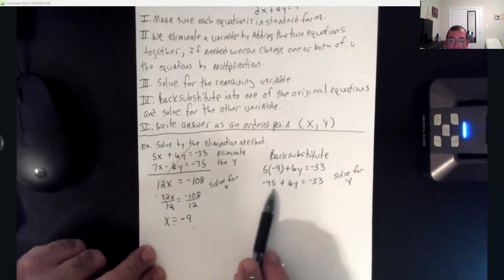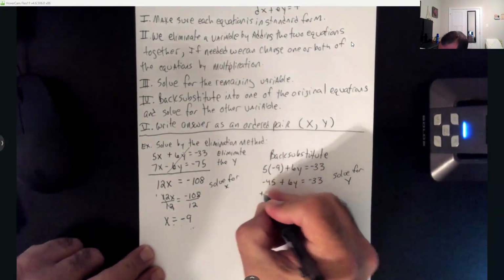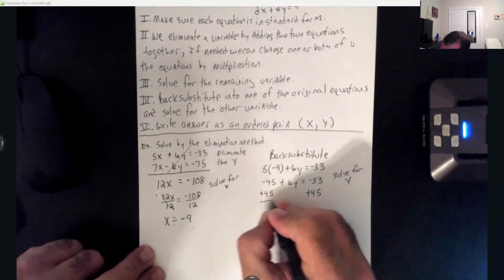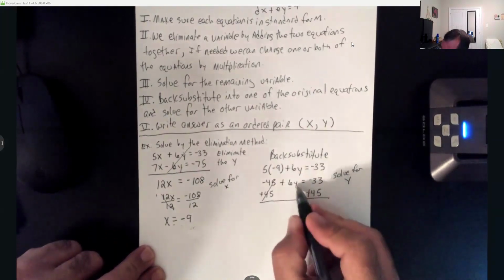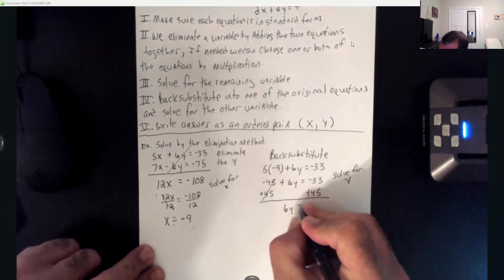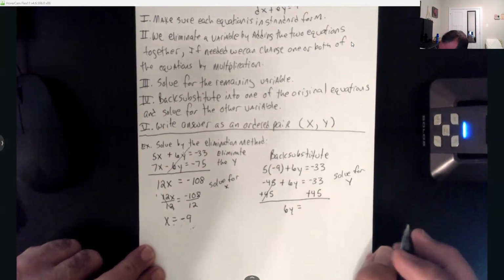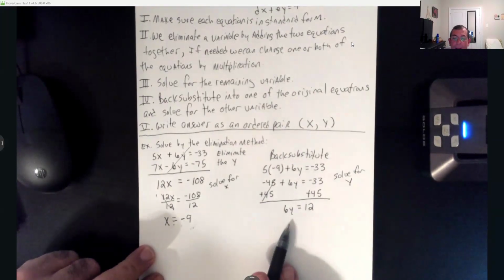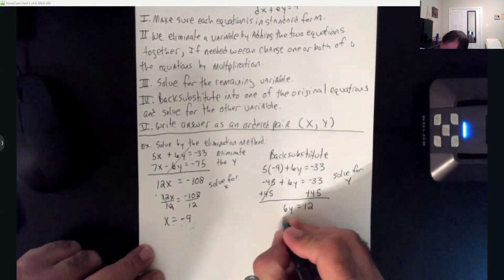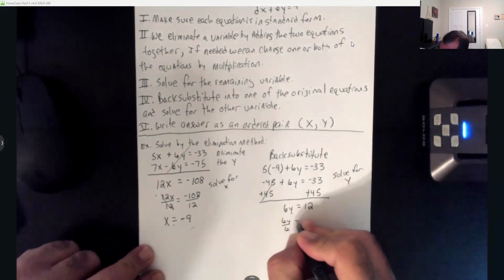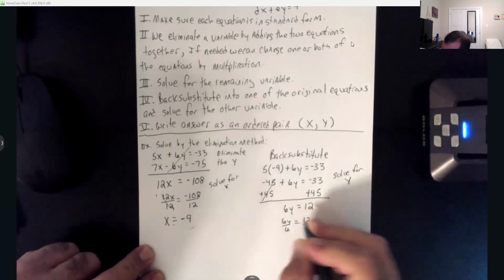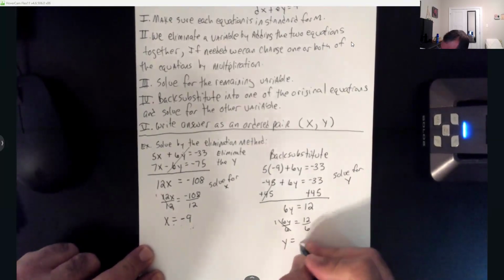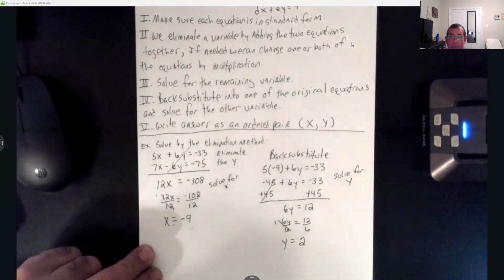So y'all, let's see. I'm going to add that 45 to both sides. So that's going to cancel. I get my 6y equals, what's that, a positive 12. And then divide both sides by 6. So y'all, that cancels, giving me a 1y. And then y, 12 divided by 6 gives me 2.